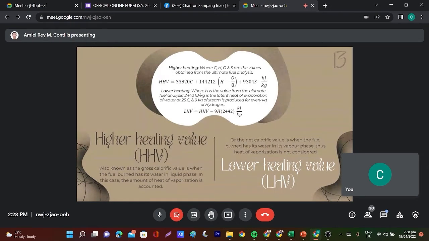So, there are two kinds of heating value, yung higher heating value and lower heating value. So, higher heating value is also known as the gross calorific value. It's when the fuel burned has its water in liquid phase. In this case, the amount of heat vaporization is accounted. Lower heating value or the net calorific value is when the fuel burned has its water in its vapor phase. Thus, heat of vaporization is not considered. So, ayun po yung pagkakaiba nila. When the fuel is burned po sa higher heating value, nasa liquid phase po siya, while yung lower heating value naman po ay nasa vapor phase.